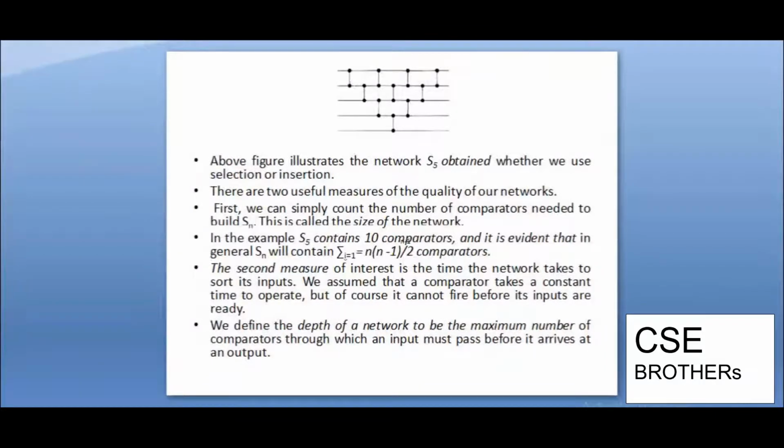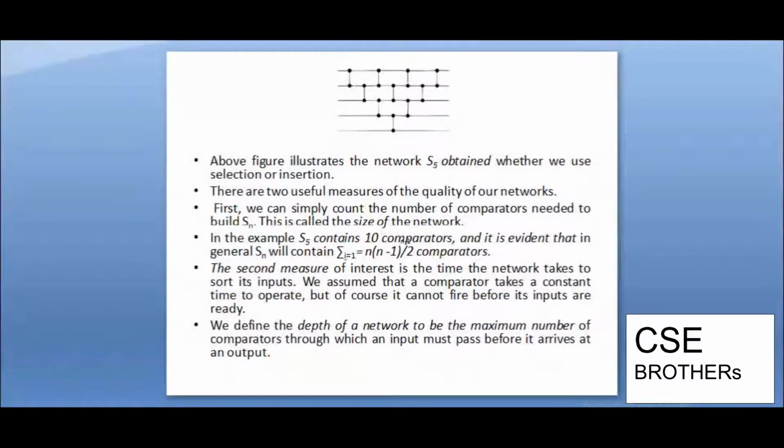So this is the arrangement of a comparator. This is like a stepwise network of S5, obtained whether we use selection or insertion. There are two useful measures of quality for our network. First, we can simply count the number of comparators needed to build Sn. This is called the size of the network.